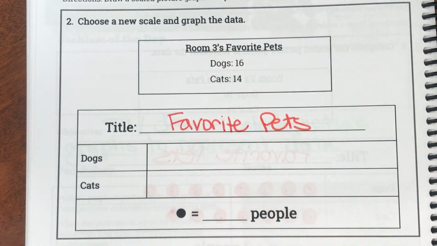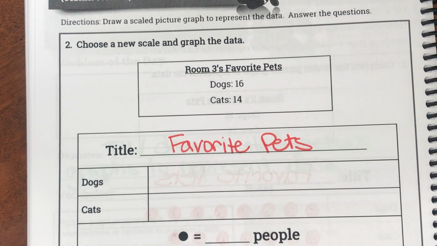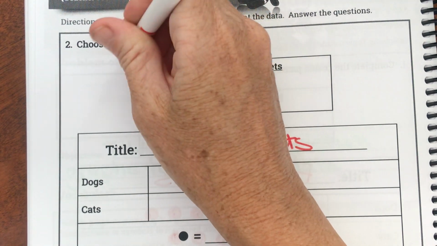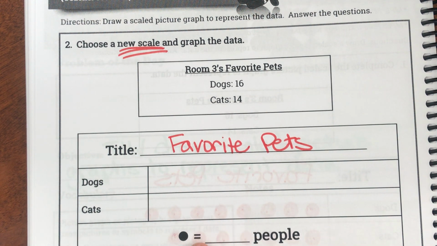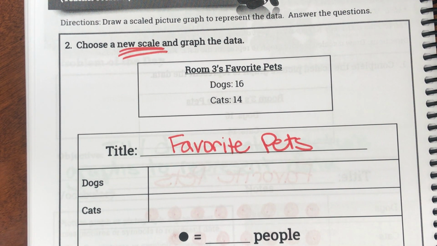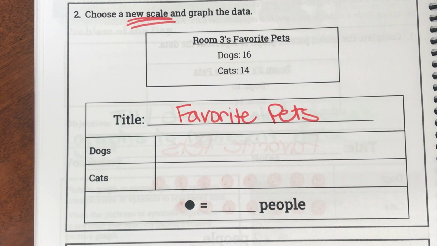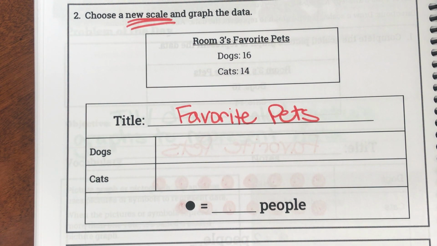But when I read my directions for this one, look what it says. Choose a new scale and graph the data. So they want me to choose something other than each colored in circle equals 2 people. They want me to come up with another number. Now, this is the hardest part about scales. When you choose scales, you really have to think about what's going to be easiest to draw and what's going to work. You could always have a scale of 1, but that just means you have to draw a lot more. On this one, I'm going to purposely choose a scale of 4, and I will show you why.